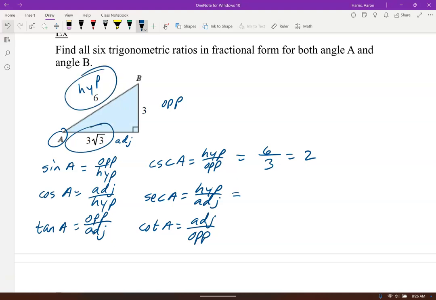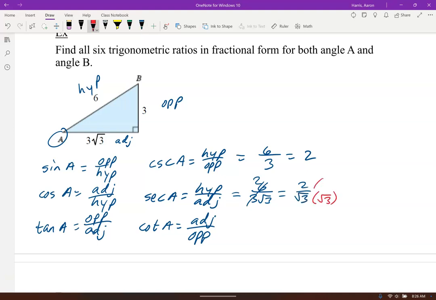Secant's hypotenuse over adjacent. So 6 over 3 root 3. Well, 6 over 3 is 2, so I got 2 over root 3. But remember, we can't have a square root on the bottom, so let's go ahead and rationalize that. So we end up with 2 root 3 over 3. There's our secant. Cotangent, instead of opposite over adjacent, it's adjacent over opposite. So 3 root 3 over 3, and the 3's cancel, so I have root 3.